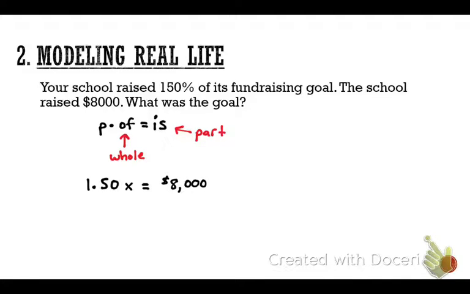Jace, how do I get x by itself? Divide by what? Okay, 1.50 or 1.5? All right, I want you guys to write down what the answer is. All right, Luke, what'd you get? 8,000 divided by 1.50.